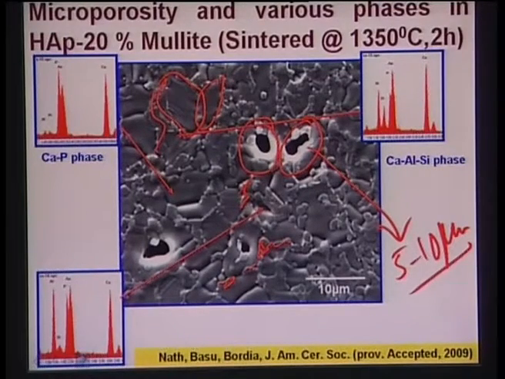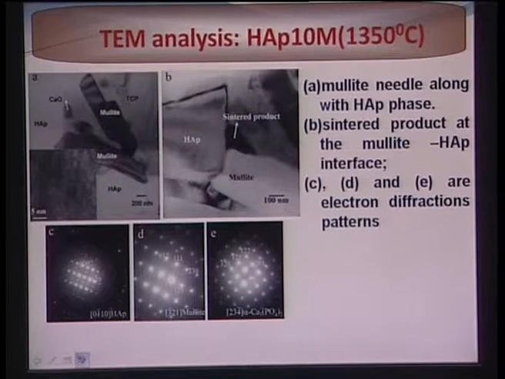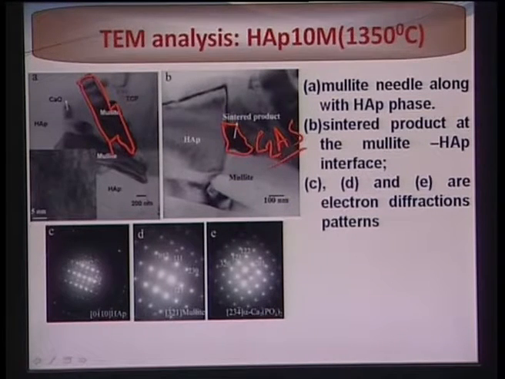Now, more analysis was carried out using transmission electron microscopy. Now, what you see here is that mullite has a needle-like structure, okay, and these mullite particles are dispersed in the microstructure, and there is a sintered reaction product, and this sintered reaction product is nothing but C2AS, that is 2 calcium oxide, alumina and silica, that is calcium aluminosilicate. And what you see here further, this C2AS is formed at the interface of hydroxyapatite and mullite.